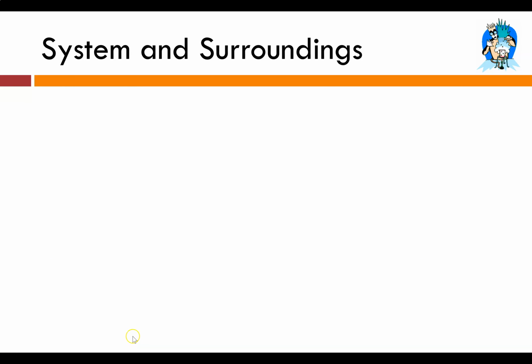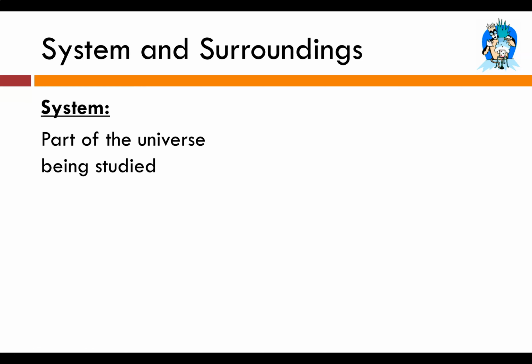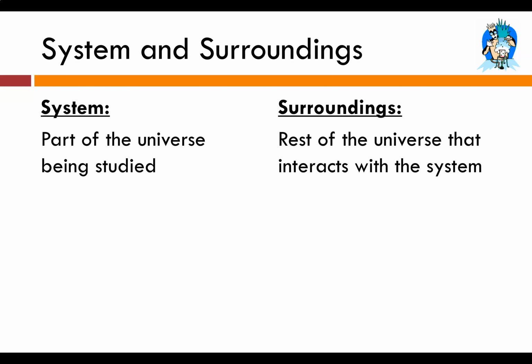Let's look at some terminology that we'll be using while discussing calorimetry. When we say system, we're talking about the part of the universe being studied. Usually this is the reaction that you're running or the phase change that you're evaluating. Surroundings is really just everything else in the universe that interacts with the system. More often than not, that's going to be the reaction vessel and the immediate surrounding areas.